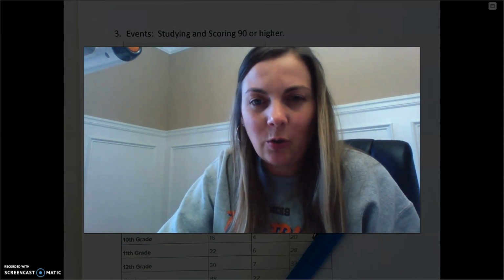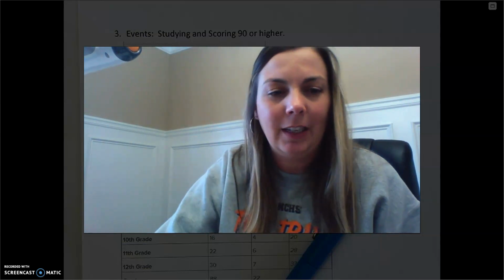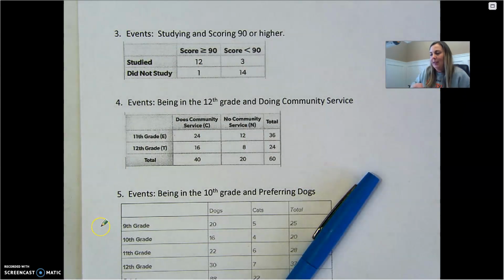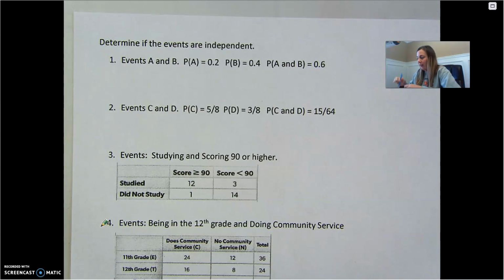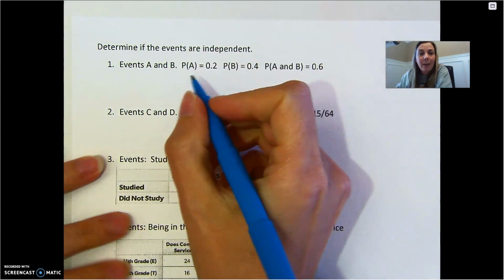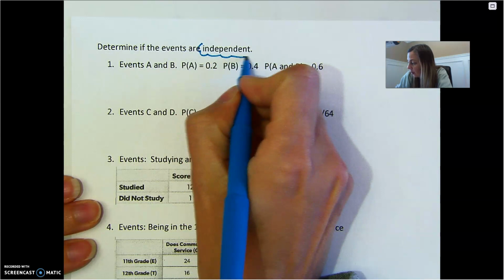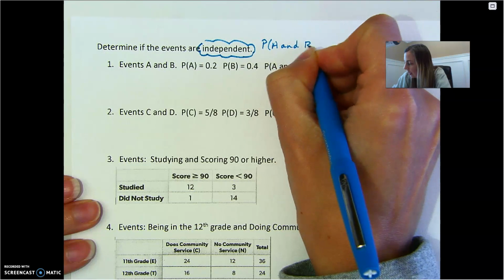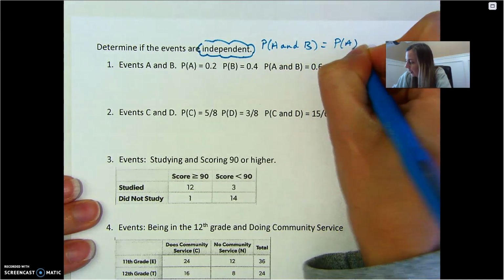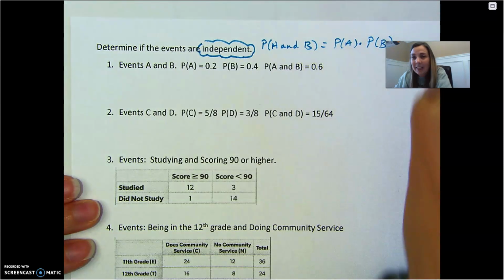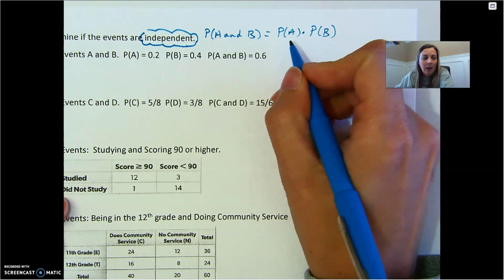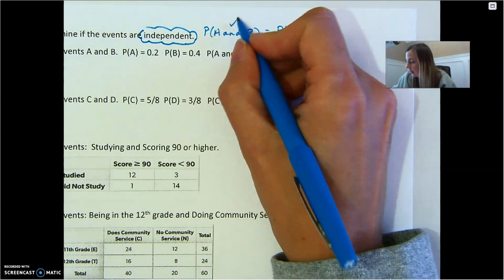Okay, so I showed you how to multiply from the paragraphs instead of using the two-way tables for the independent and dependent events. So today's focus is going to be only on those independent events. At the very top, we're determining if the events are independent. The formula we saw yesterday said probability of A and B equals the probability of A times the probability of B. So essentially we're multiplying these two events together and verifying if it equals the and.